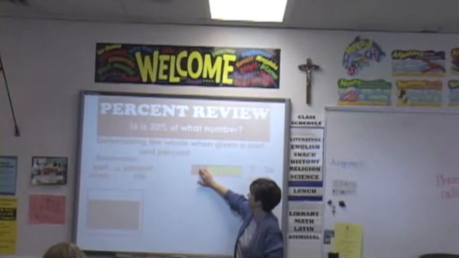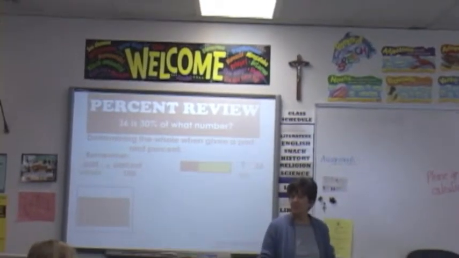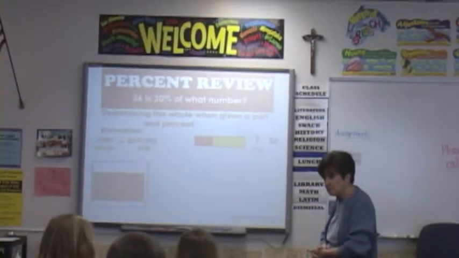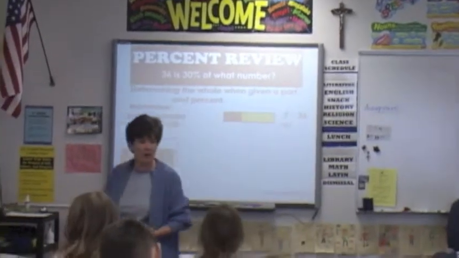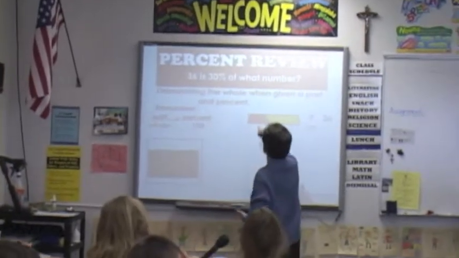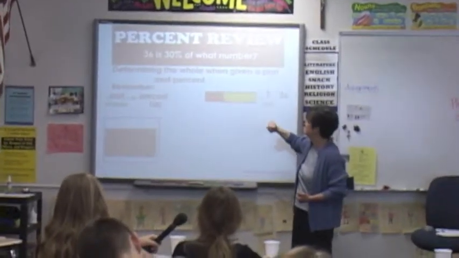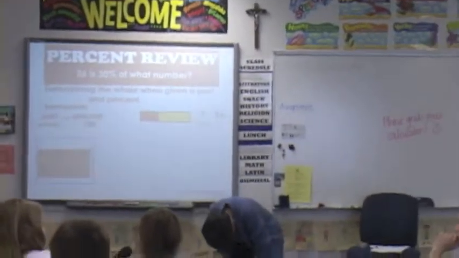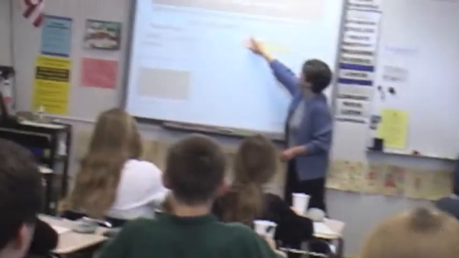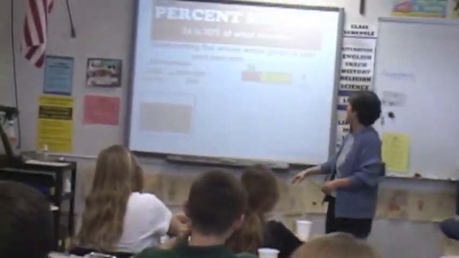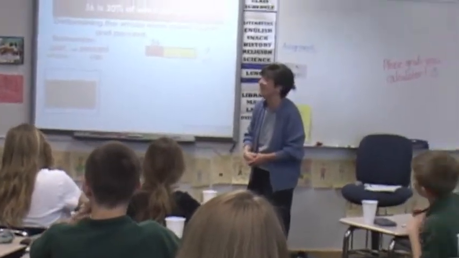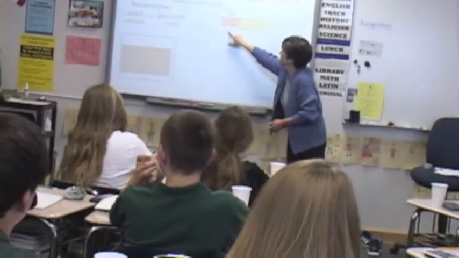What if I go like this? What have I just represented? What's the red section represent? What's the yellow? Red represents the part. Okay, red represents the part. What's my part, everybody? Red. 36. Red. Yay! My part is 36. Okay. What else is my part? 30%? Ah, 30% is my part.